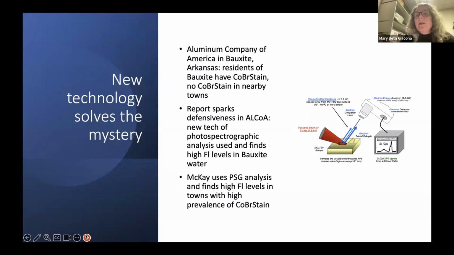Now, again, this is like spring water, right? Coming from reservoirs and from springs. So Dr. McKay, our dental friend in Colorado Springs, uses this new technology and finds high levels of fluoride in the towns with high prevalence of Colorado brown stain. So, aha, they figured it out.